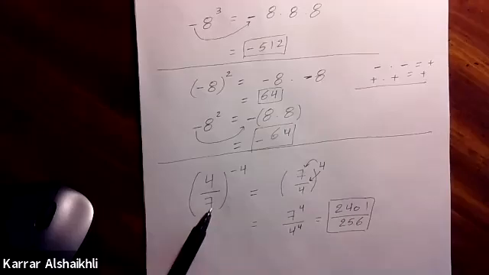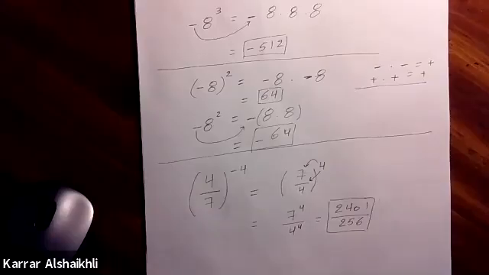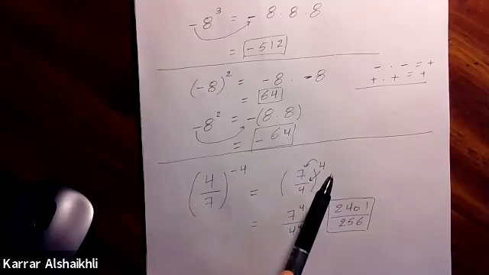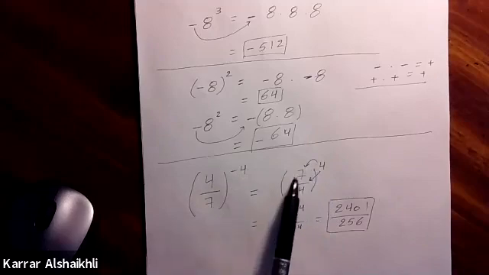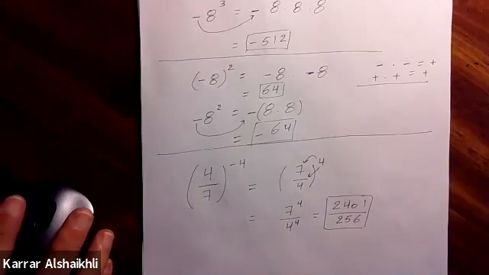We can always do this when you see a fraction with negative exponents. Flip the fraction, then change the exponents from negative to positive. Distribute: 7 to the power 4, 4 to the power 4, and just simplify the result. That's it. Always do that when you see a fraction with negative exponents.